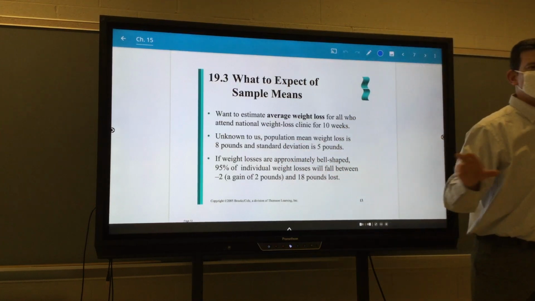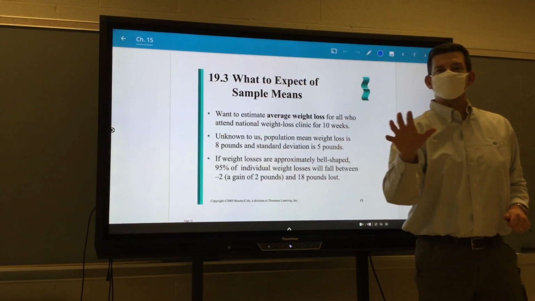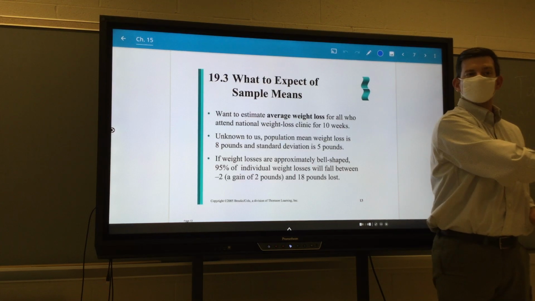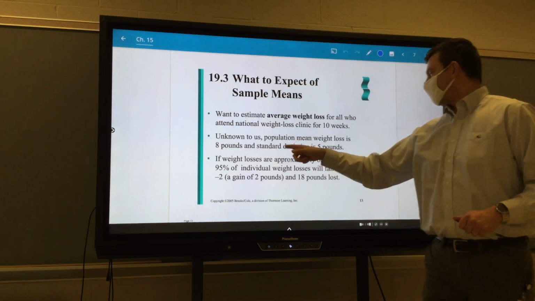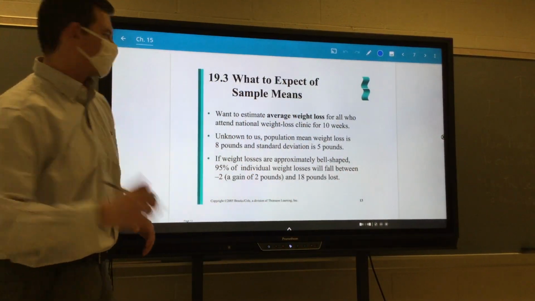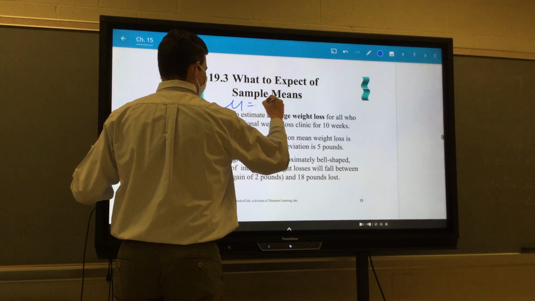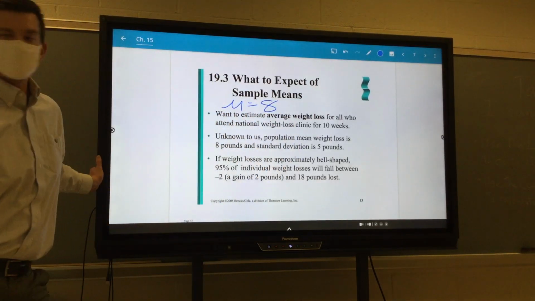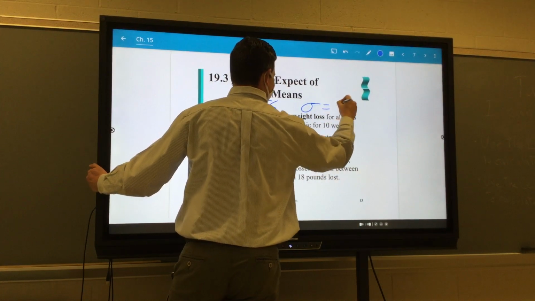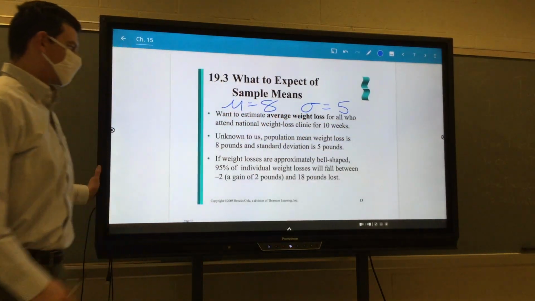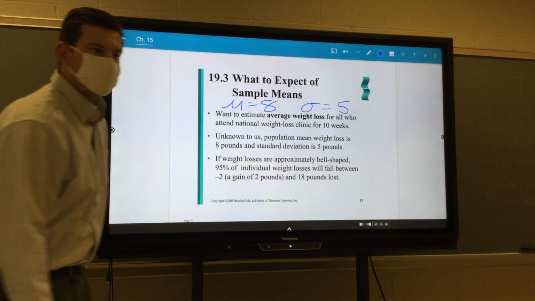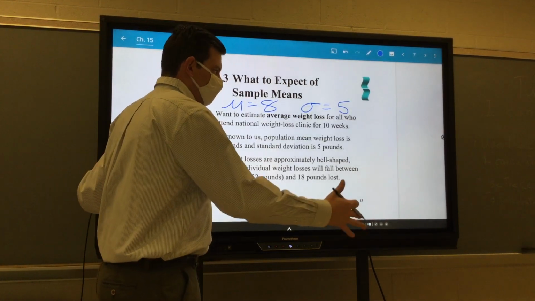Unknown to us, for the entire population of participants, there is an average amount of weight lost across everyone. And that is 8 pounds. This is like if we did a census of every single participant. The average weight lost is 8 pounds. The standard deviation is 5 pounds. Okay? So there's some variability here. Not everybody loses 8 pounds. Some people lose more, some people lose less.